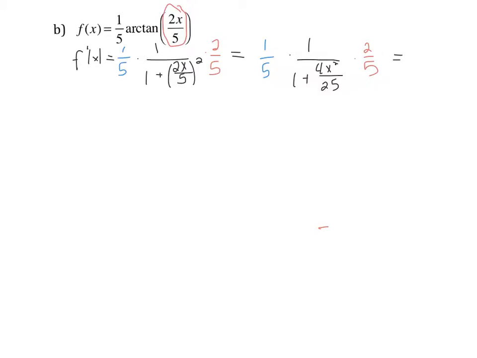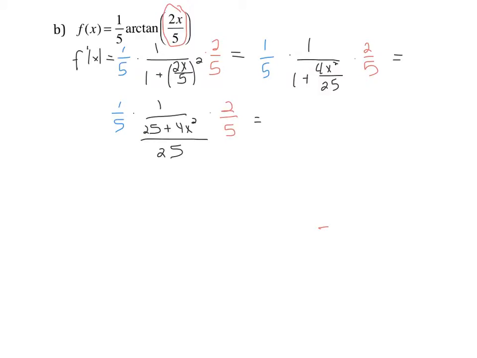All right. And so now from there, again, complex fraction, not really a fan. So from there, just keeping that 1/5 out in front, we'll get a common denominator of 25. So that 1 will become a 25 over 25, and we'll have 25 plus 4x squared over 25, and then still times 2/5 from chain rule.